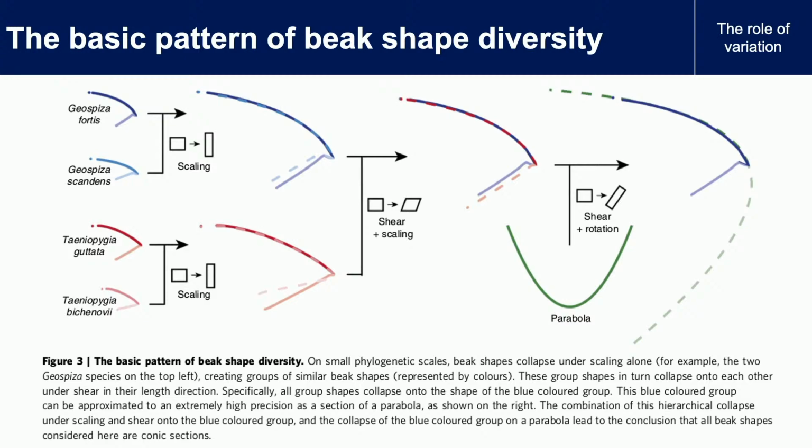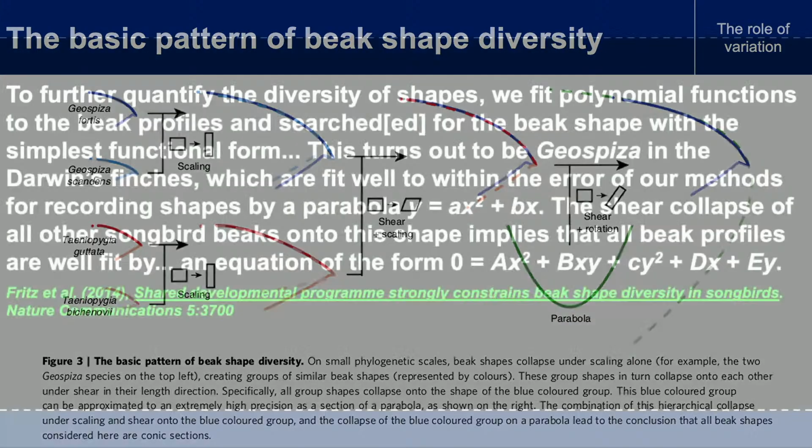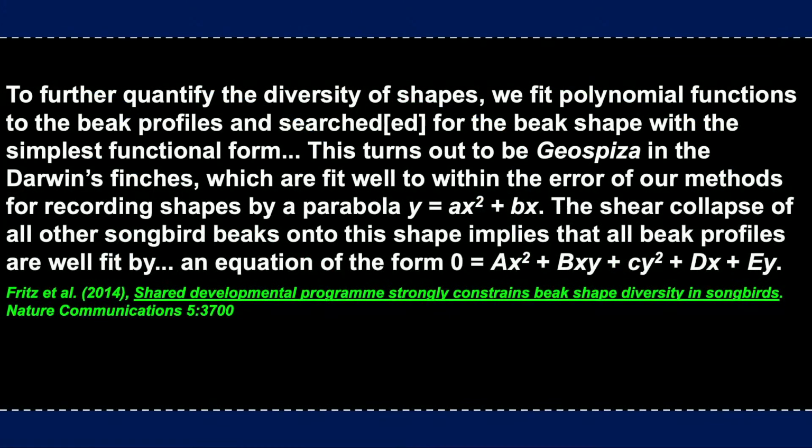So here's what the study authors had to say about it. They said, "To further quantify the diversity of shapes, we fit polynomial functions to the beak profiles and search for the beak shape with the simplest functional form. This turns out to be the Geospiza in the Darwin's finches, which are fit well to within the error of our methods for recording shapes by a parabola."